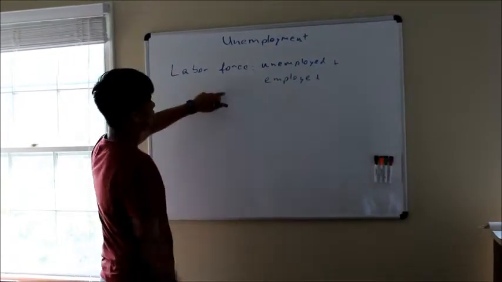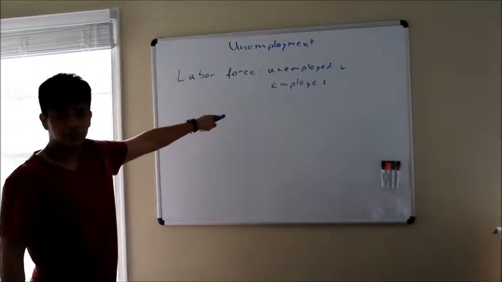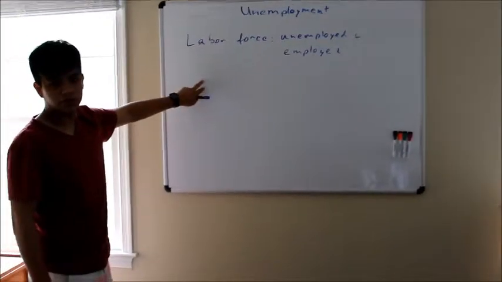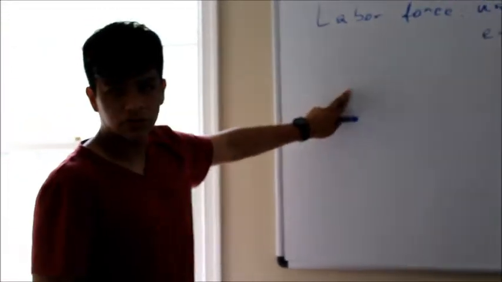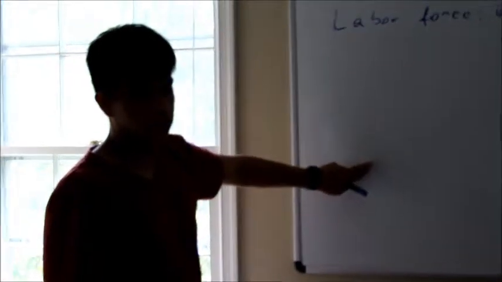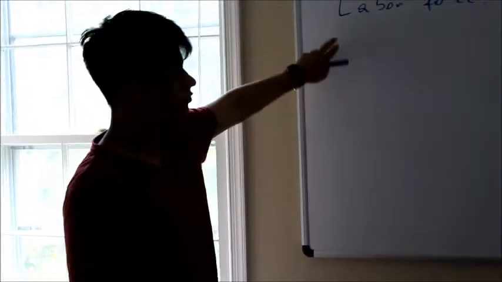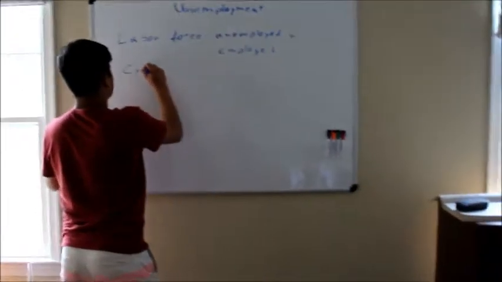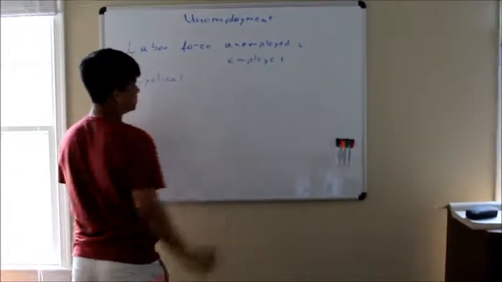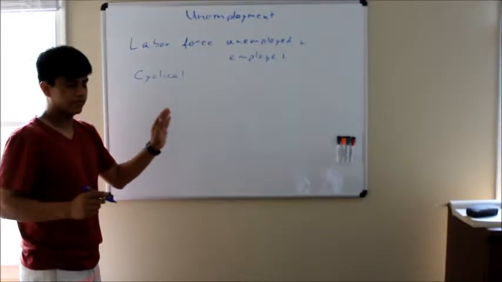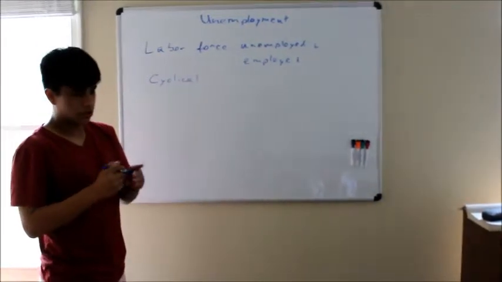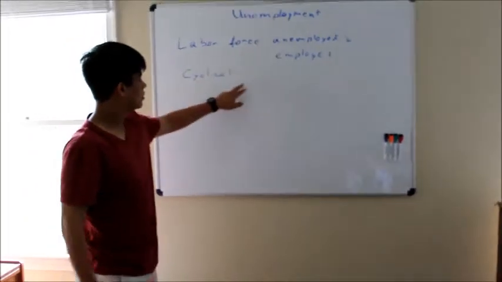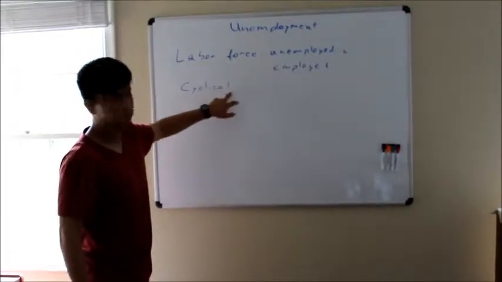So there are different types of unemployment. There are 3 types. One is structural, the other is frictional, and the last one is cyclical. The first one, cyclical, has to do with the business cycle. For example, in a recession, people are going to be fired from their jobs. Therefore, cyclical unemployment is going to increase.